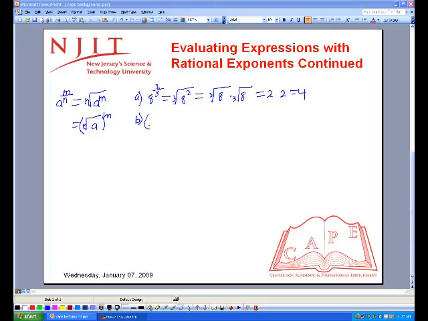Now for another example, say we had negative 16, the whole thing to the 5/2 power. That's going to equal the radical of negative 16, to the 5th power. Now notice that inside the radical it's negative, and the index of the radical is even, so this number cannot exist. This number is not real. This is not a real number.